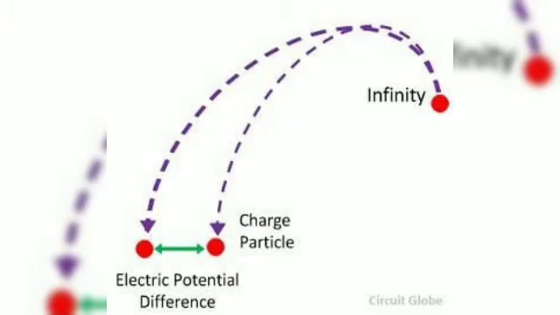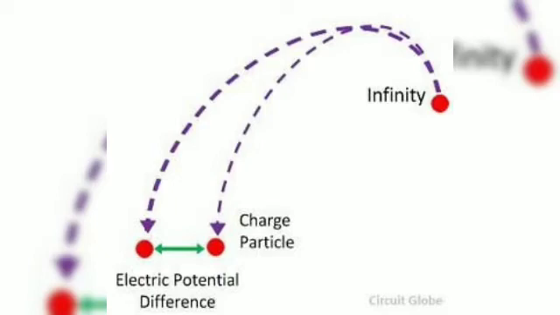See, two charges are there. If you can see, two red balls are there. That is denoting the charges, and the green line is there. Okay, green double-sided arrows. It means it is the amount of work done. Electric potential difference is a small quantity than electric potential.